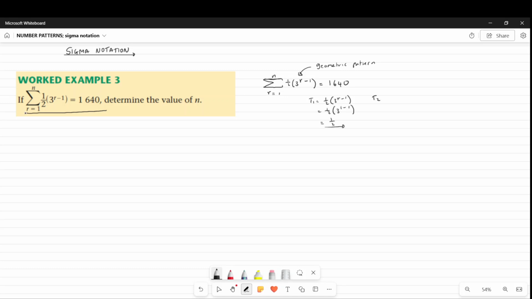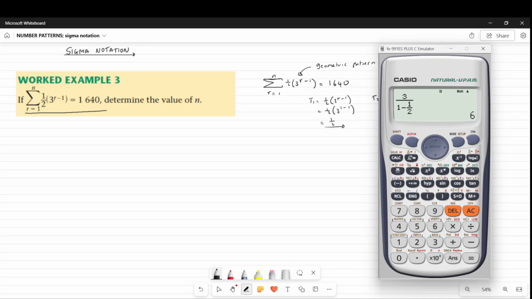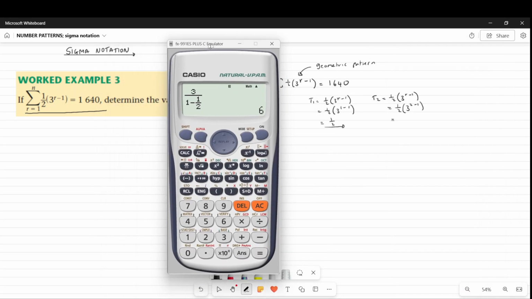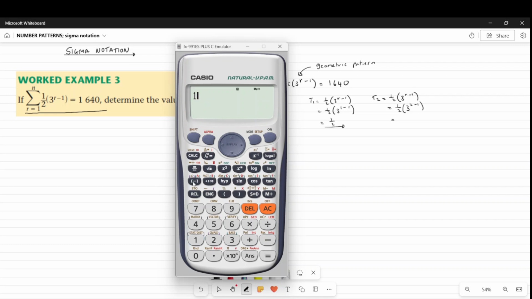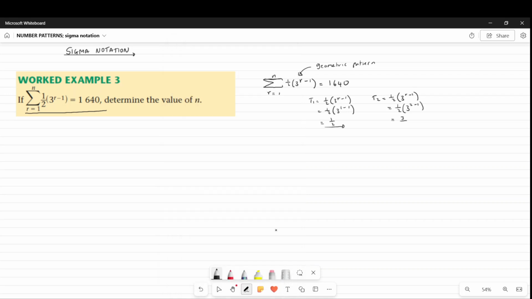Now t2 will be 1 over 2, open bracket, 3 to the power of 2 minus 1, close bracket. Quickly, let's get our calculator and punch this in. So I have 1 over 2, bracket 3 to the power of 2 minus 1, then close bracket, which is equal to 3 over 2. So we got this to be 3 all over 2.